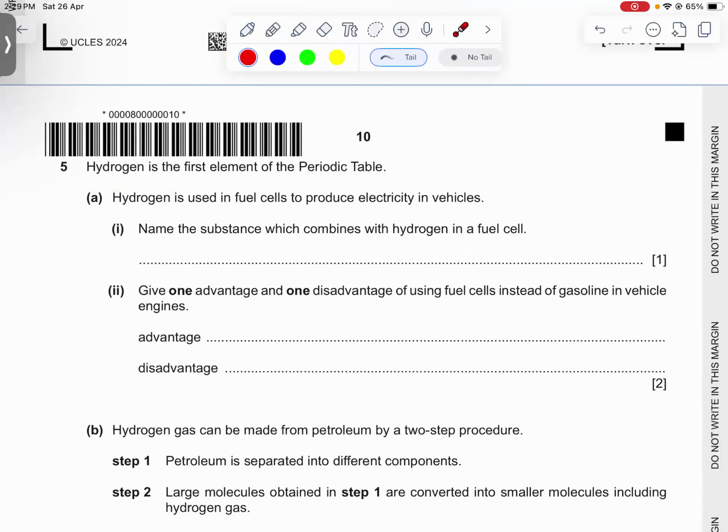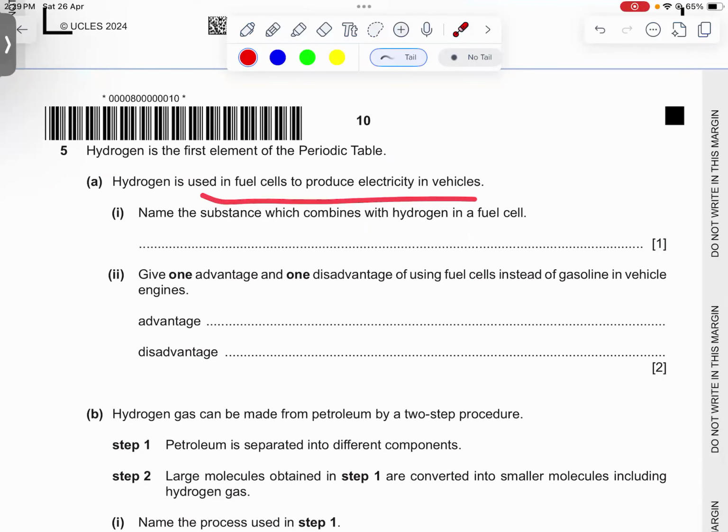Hydrogen is the first element of the periodic table. Hydrogen is used in fuel cells to produce electricity in vehicles.